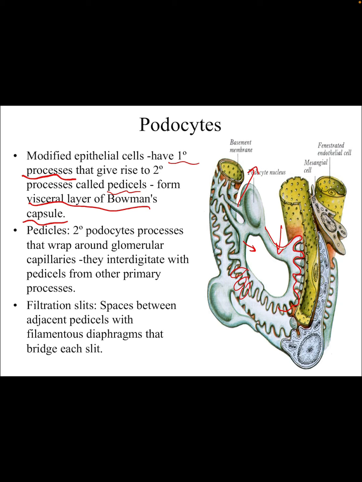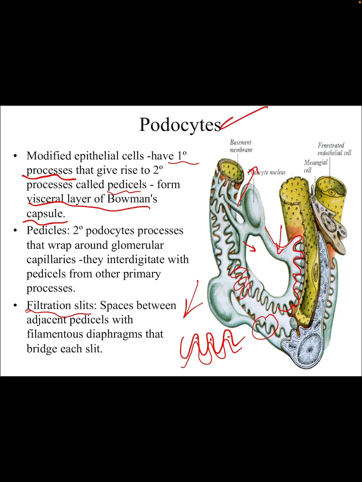Very important, you can see here that the secondary processes interdigitate like this, like fingers inside each other, and spaces are formed. This space formed here, we call the filtration slits. And this is very important because the filtration of the blood starts from this area.